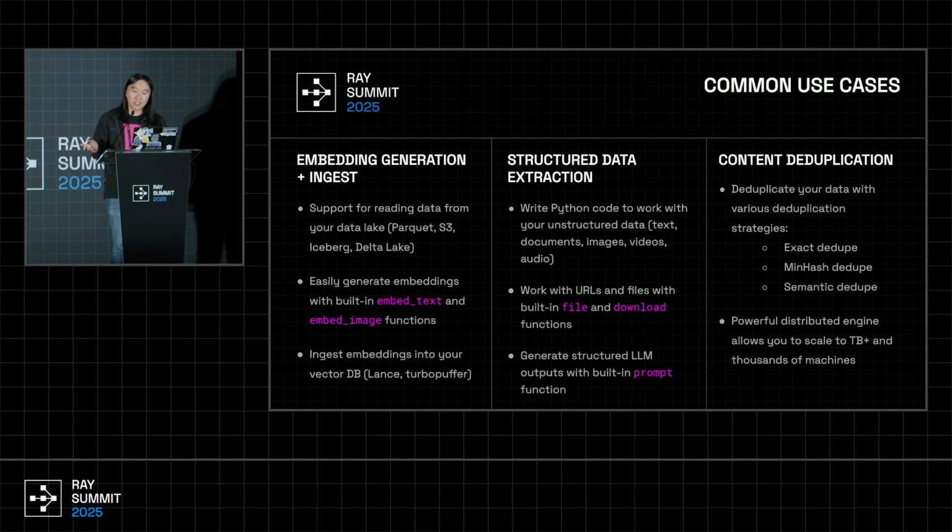Some of the common use cases of Daft are embedding generation and ingest, structured data extraction, as well as content deduplication. For embedding, I showed you a quick example earlier. Basically, we support reading data from wherever you store your data: Parquet, S3, Iceberg, Delta Lake. We can easily use our built-in embed text and embed image functions to generate embeddings from them. And then we also support native writing to your vector database.